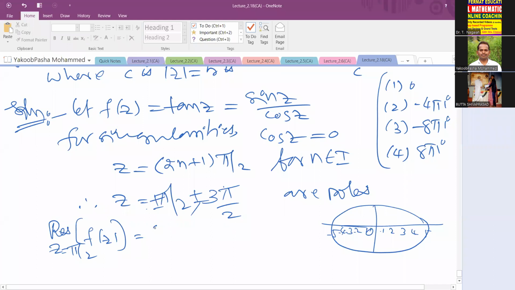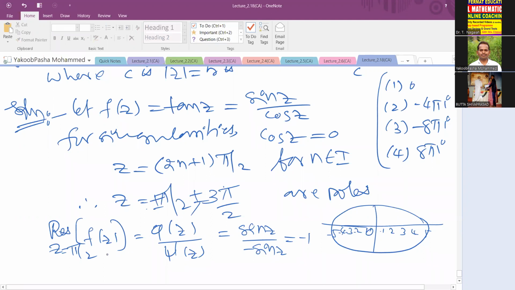Psi dash of z. So that is equal to phi of z divided by psi dash of z. So phi of z is cos z. Sorry, it is sin z in the numerator, and the derivative of cos z is minus sin z. This value becomes minus 1.